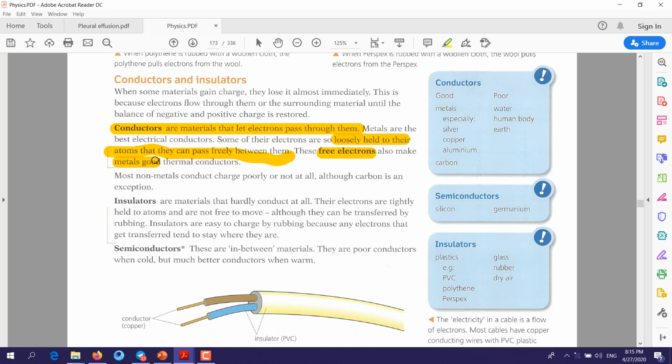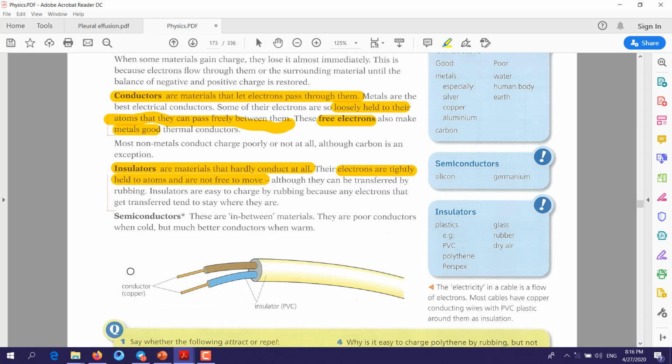Insulators are the opposite of conductors. Insulators are materials that hardly conduct at all. Their electrons are tightly held to the atoms and are not free to move. Examples of insulators are plastic and wood. All of these are examples of insulators.